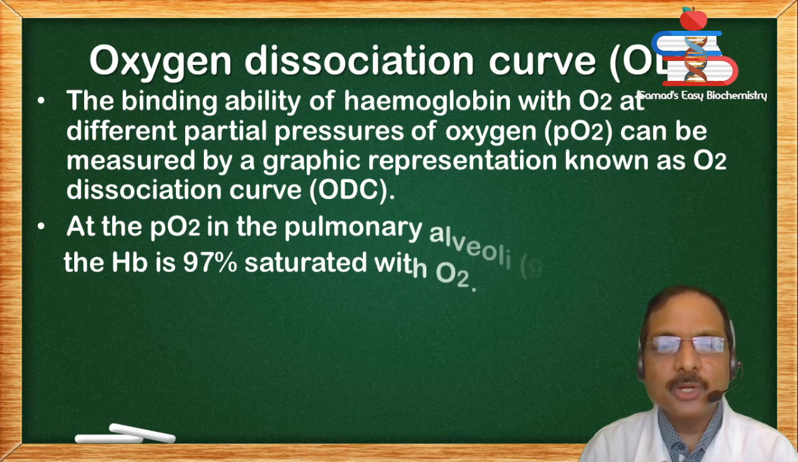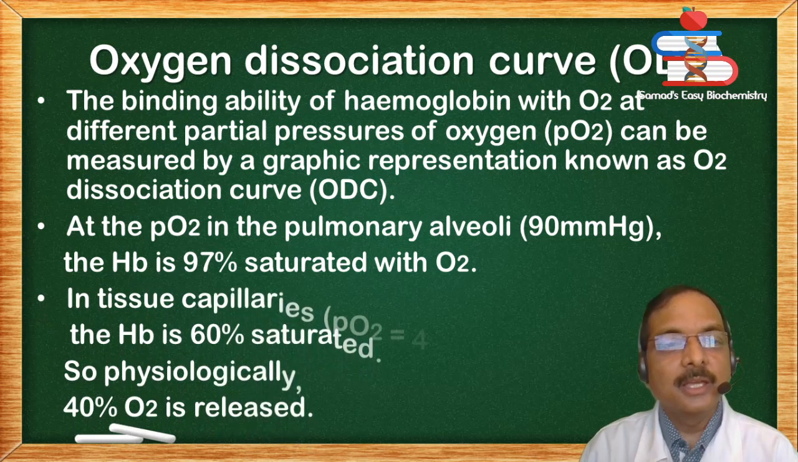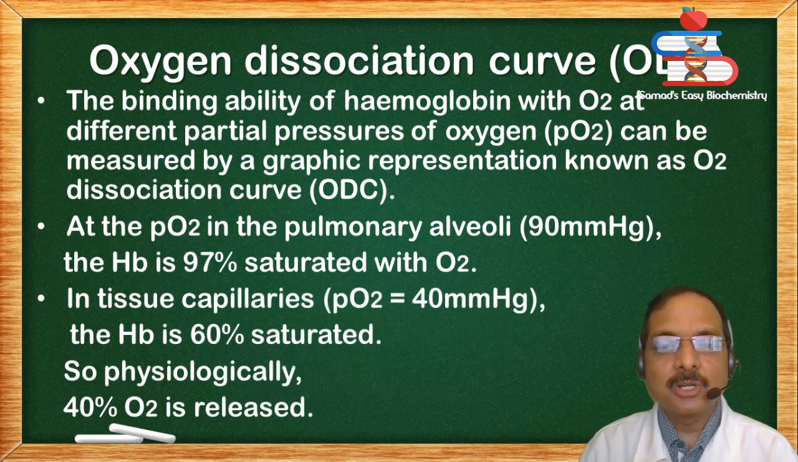At the partial pressure in the pulmonary alveoli, that is around 90 mmHg, the hemoglobin is 97% saturated with oxygen. In tissue capillaries with partial pressure of 40 mmHg, the Hb is 60% saturated. So physiologically, approximately 40% of O2 or oxygen is released.